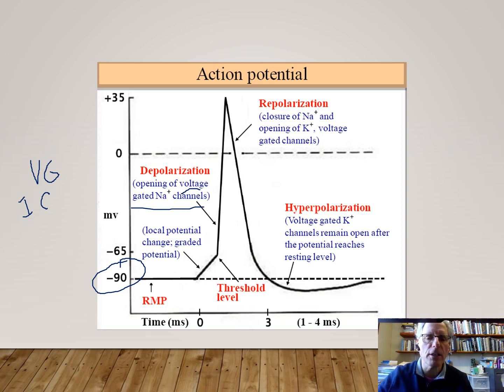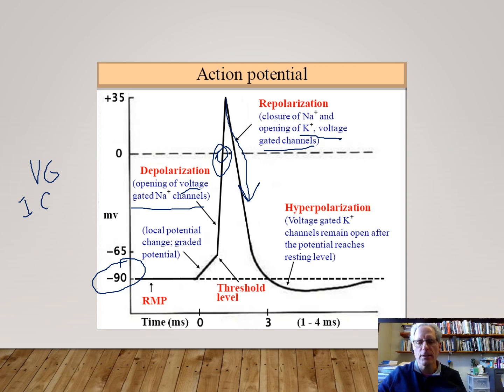Their inactivation gates will shut somewhere around here or so. And then they will close for good here. And the voltage-gated potassium channels will then open en masse. They started to open here, but they opened kind of with a vengeance here, while the voltage-gated sodium channels close here. You then start to repolarize the cell. It becomes more negative as potassium leaves the cell.